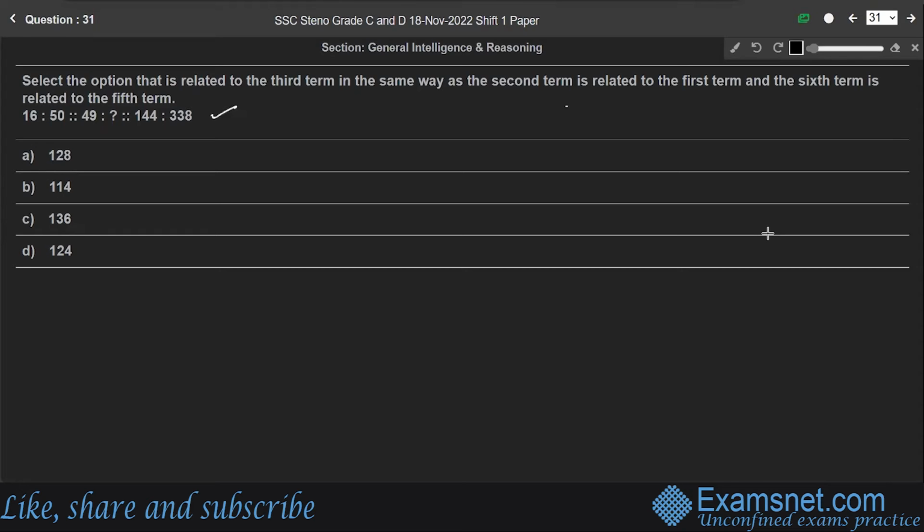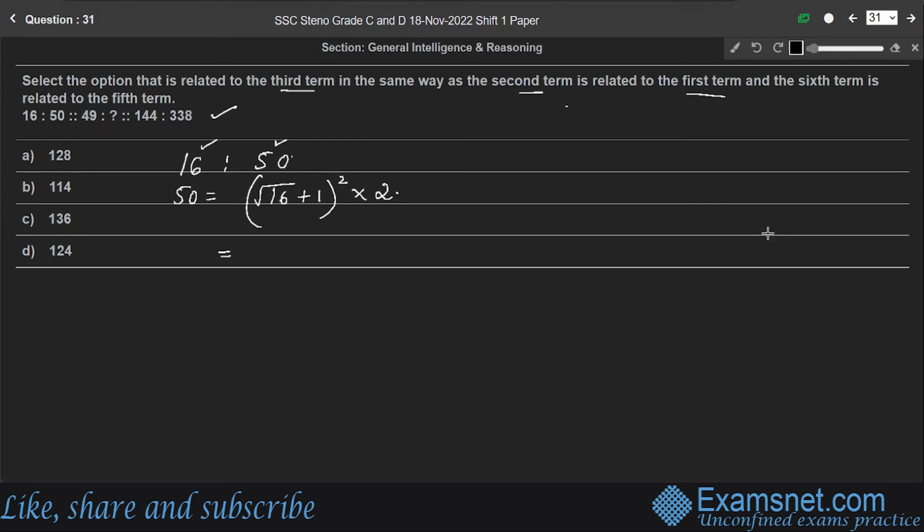Question number 31. Select the option that is related to the third term in the same way as the second term is related to the first term and sixth term is related to the fifth term. We'll consider first two terms 16 and 50. 50 is related to 16 as, we can write 50 as square root of 16 plus 1 the whole square, whole square into 2.